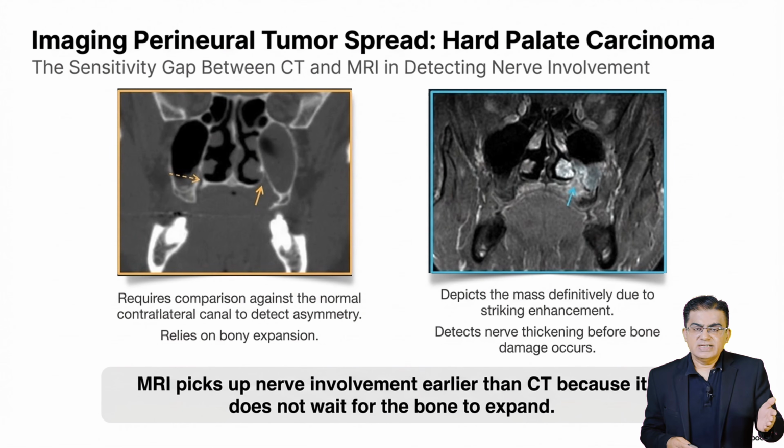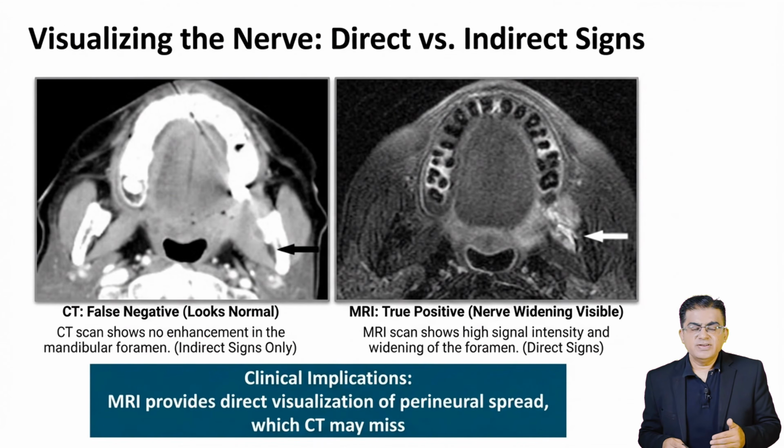But look at the MRI on the right. There is absolutely no guessing game here. Because of that striking enhancement, the tumor mass is depicted definitely. The MRI picks up the nerve thickening and the tumor spread incredibly early, long before the bone even starts to expand or get damaged. This early detection is exactly what prevents you from leaving disease behind in the OT. Let me show you another example showing the clear advantage of MRI over CT scan.